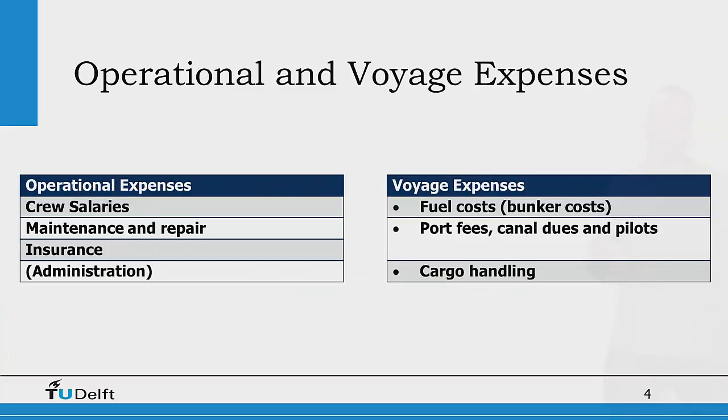The operational expenses are all the expenses that you pay no matter what you do with the ship, but are not financial expenses. So crew salaries, maintenance and repair, insurance, administration, all costs with a monthly recurring fee that you have to pay if the vessel is sailing or not. Voyage expenses then are the costs that you pay when the vessel is sailing, and only the costs that are caused by the sailing of the vessel. So fuel cost, port fees, canal dues, pilots, cargo handling cost. The port fees, pilots and cargo handling costs in the game are all combined into one fee. The canal dues, of course, are not combined in this fee because that will depend if you are sailing to the Panama or the Suez Canal.